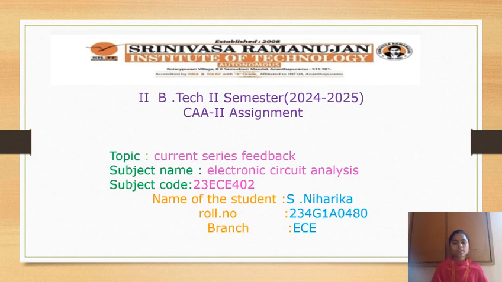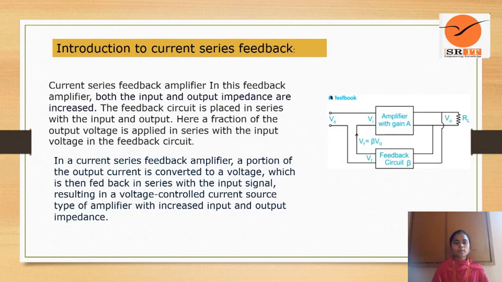Today, my topic is current series feedback in electronic circuit analysis. Introduction of current series feedback. In this feedback amplifier, both input and output impedance are increased. The feedback circuit is placed in series with input and output. Here, a fraction of the output voltage is applied in series with the input voltage of the feedback circuit.